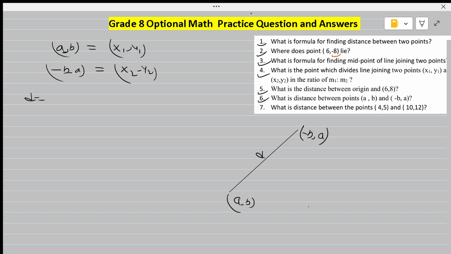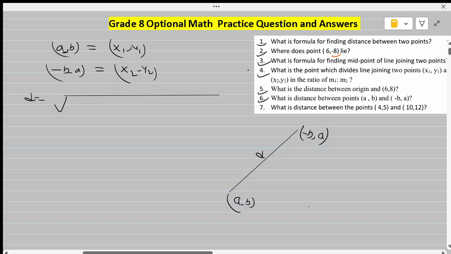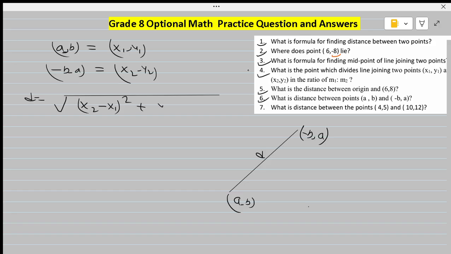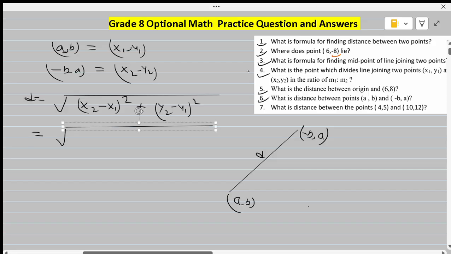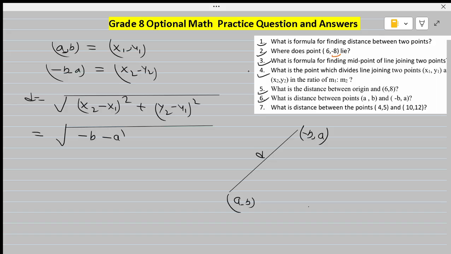So D equals root over, same thing we did in the previous number. Distance equals the square root of (x2 minus x1) whole square plus (y2 minus y1) whole square. Now let's keep their values. Second x is minus b and first x is a, so (minus b minus a) whole square. Second y is a and first y is b, so (a minus b) whole square.